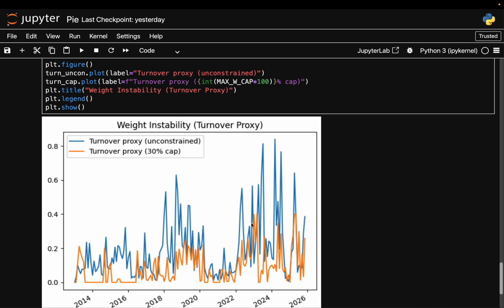Even if returns look fine, a portfolio like this is obviously operationally hard to run if you need to change things all the time. So the takeaway here isn't that Sharpe optimization doesn't work. It's that the solution you get is fragile. Constraints help with diversification and interpretability, but stability is a separate problem.